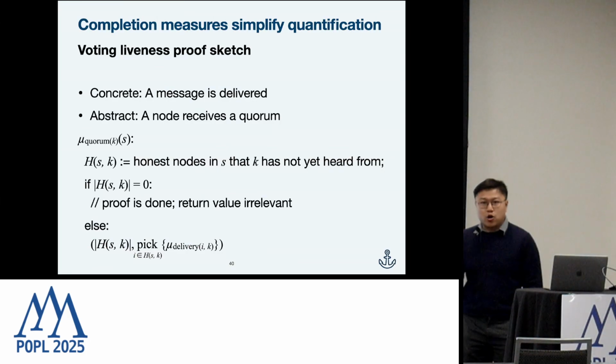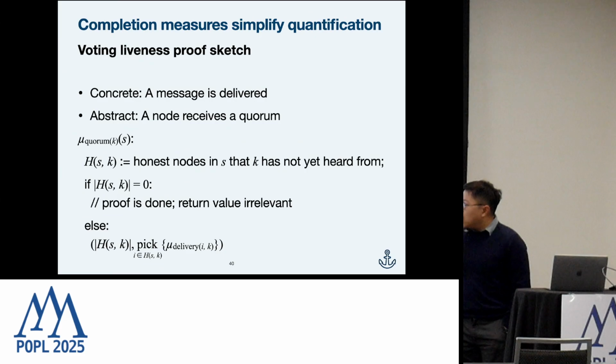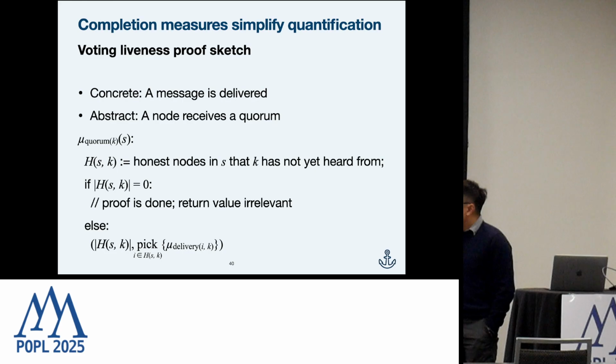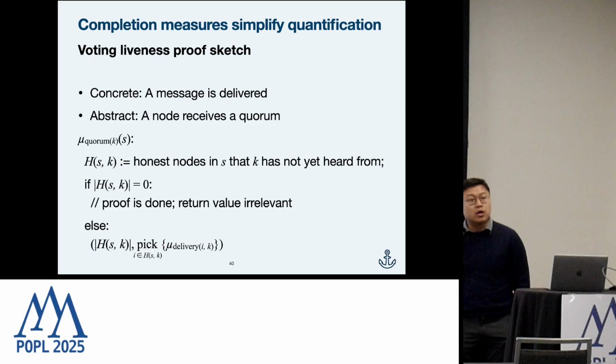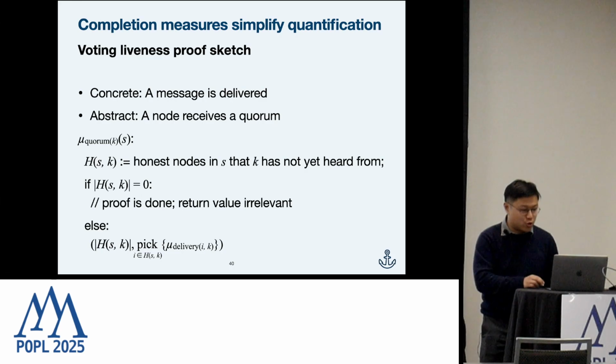How does this look in our voting protocol? So let's look at the abstract task associated with node k receiving a quorum. Because we cannot depend on malicious nodes to make progress, let h of s and k be the set of honest nodes in S that k has not yet heard from. If the size of h is 0, then it doesn't matter what we return because the proof is irrelevant. Our fairness predicate is true, and so we're done.